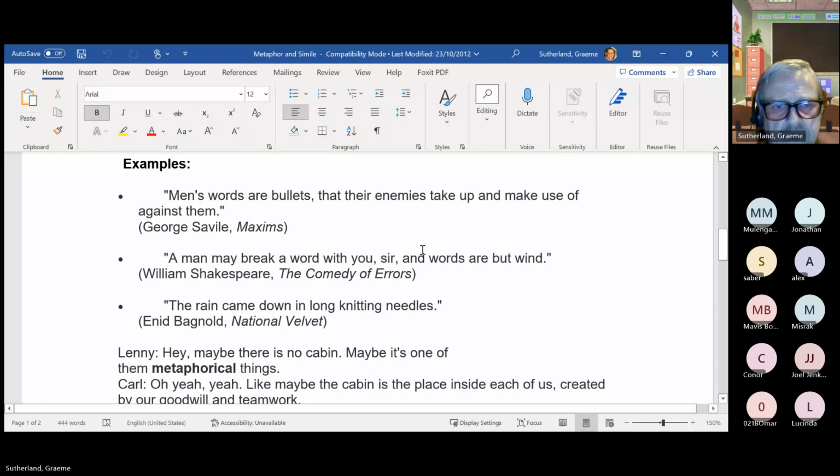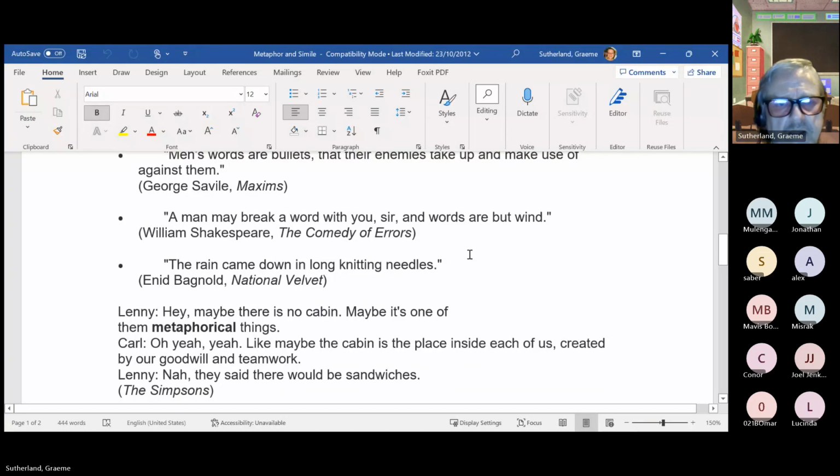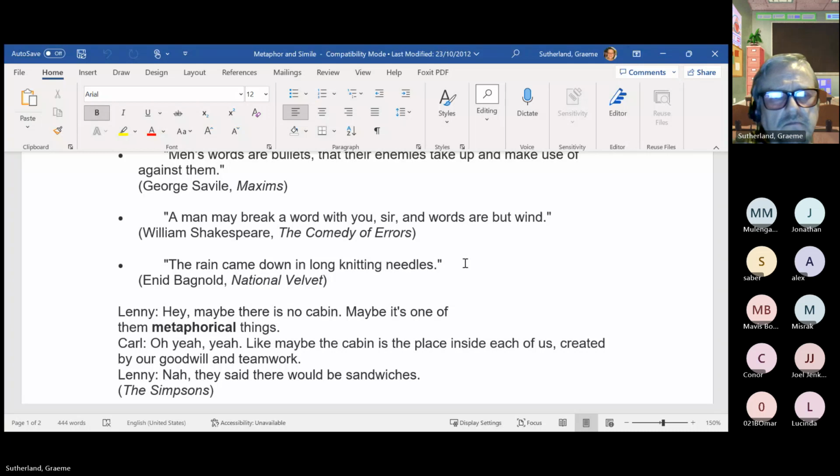Let's try a slightly different one. Let's try "The Rain Came Down in Long Knitting Needles" from National Velvet. The rain came down in long knitting needles. That's a visual image. In what sense can rain become long knitting needles? Imagine knitting needles falling from the sky. Can rain be like that?